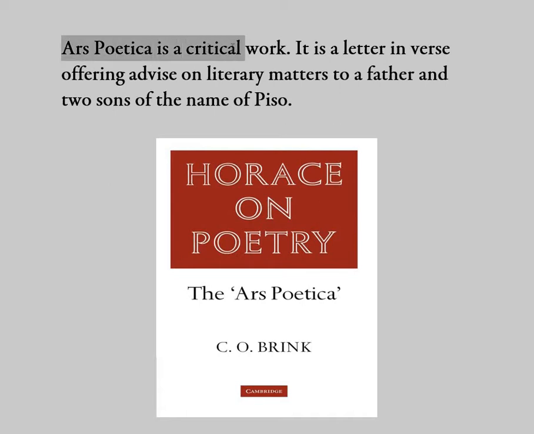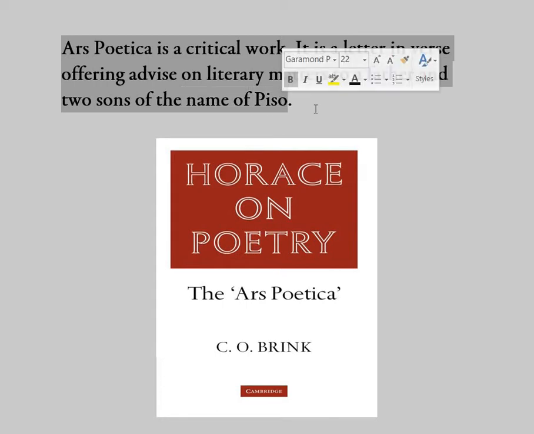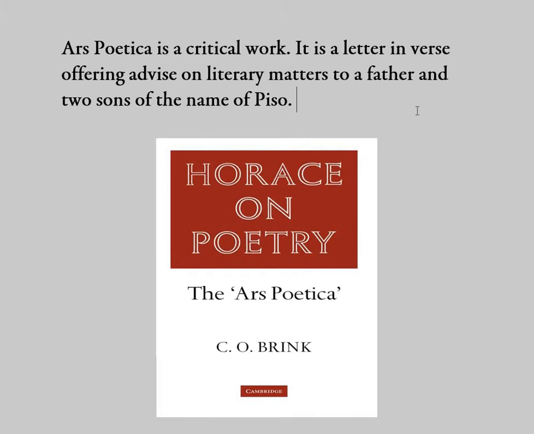Ars Poetica is a critical work. It is a letter in verse offering advice on literary matters to a father and two sons of the name of Piso. So this is the structure in which this book is written. It is an example of an epistle, a type of poetry written in the form of letters, addressed to a father and two sons. Their identity is not known. It advises them on literary matters.